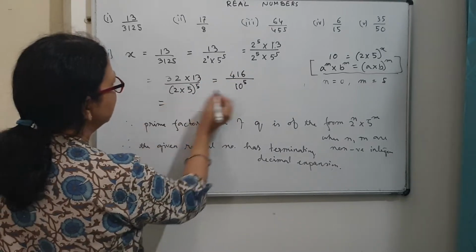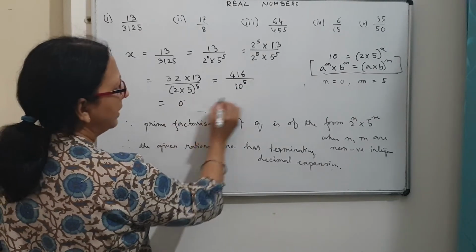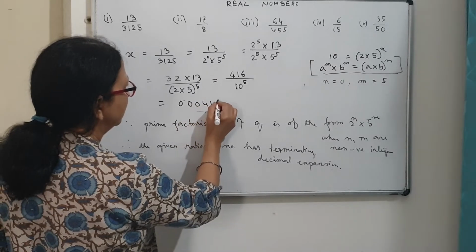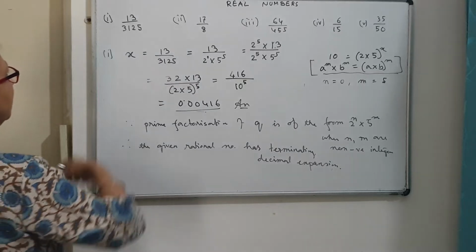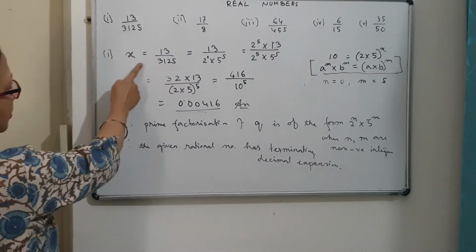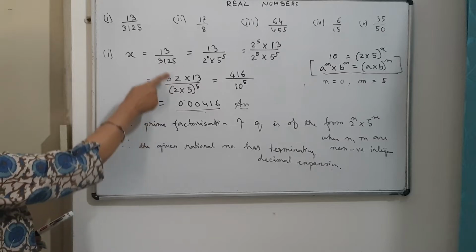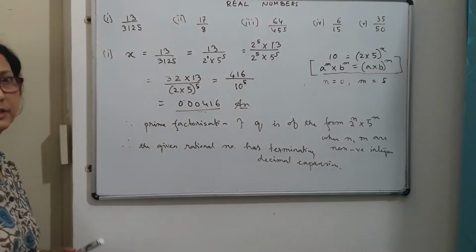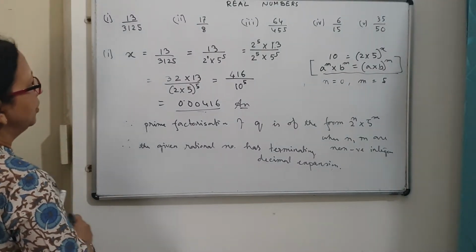So the next step is very easy. The power is 5, so after the decimal point there should be 5 places. There are 3 digits, so 2 more zeros will be included: 0.00416. So that is the terminating decimal expansion of this rational number. So we can find it out very easily without doing division. We can find out the decimal expansion, the terminating decimal expansion.